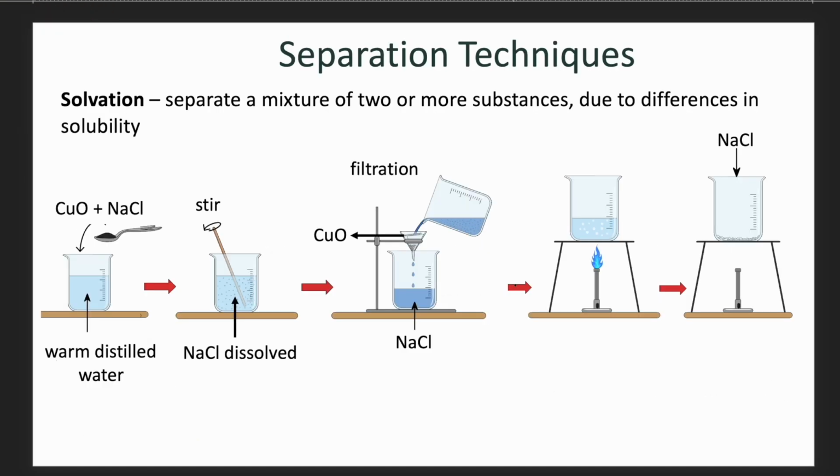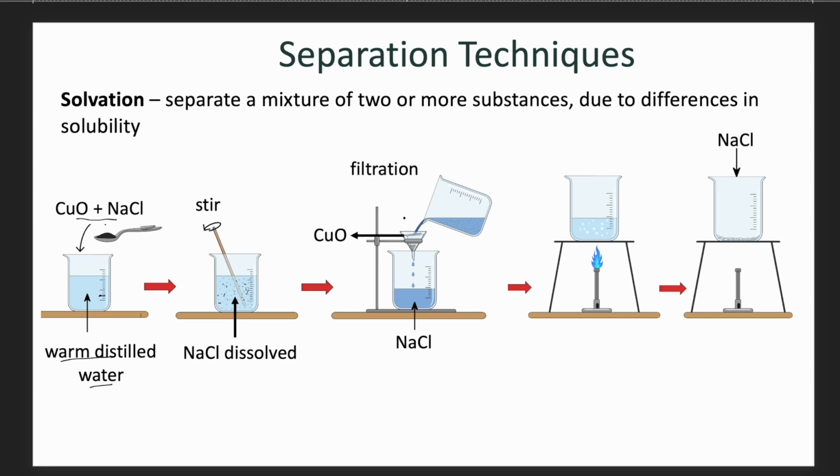Next, solvation is a separate technique that is used to separate a mixture of two or more substances due to difference in solubility. So we've got two, CuO and NaCl. This CuO and NaCl combine together and then dissolve in the water, right? And warm distilled water means that the NaCl will dissolve completely in the water. You can't see NaCl, but you can see the black color here. It's CuO. CuO doesn't dissolve in the water.